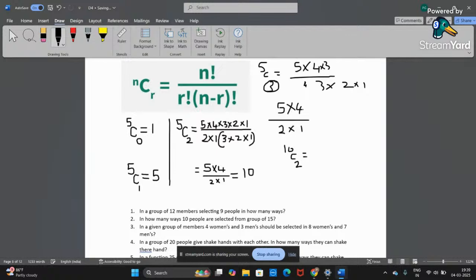In case of 10C2, how will you write? Instead of substituting your values into this formula and writing this step, directly you can write 10 into 9. That's all, because you have to write only the next 2 numbers, as here it is 2. Then divide by 2, that means 2 factorial. Fine. Now let's solve the problem.